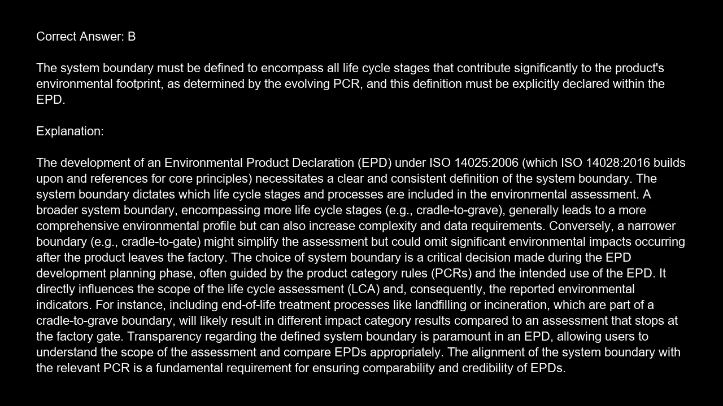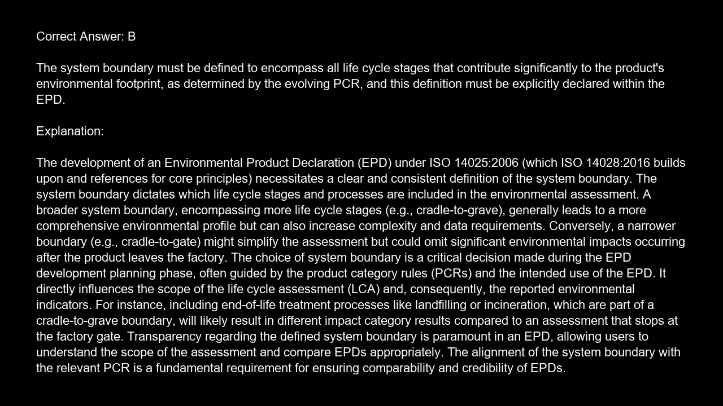The correct answer is B. The system boundary must be defined to encompass all life cycle stages that contribute significantly to the product's environmental footprint, as determined by the evolving PCR, and this definition must be explicitly declared within the EPD. Explanation: the development of an environmental product declaration, EPD, under ISO 14025:2006, which ISO 14028:2016 builds upon and references for core principles, necessitates a clear and consistent definition of the system boundary.